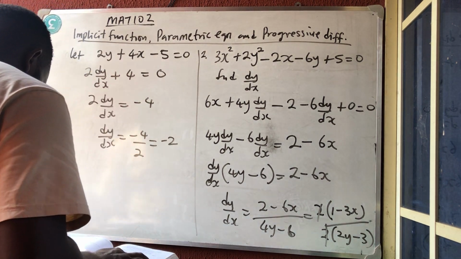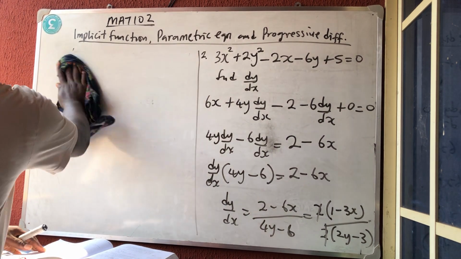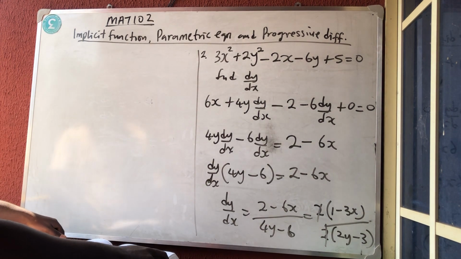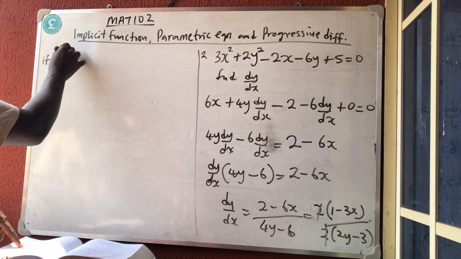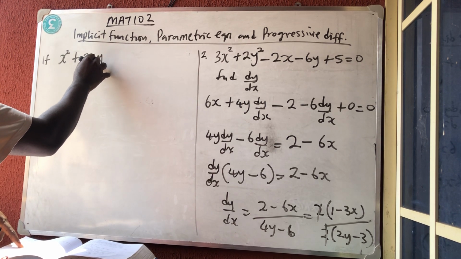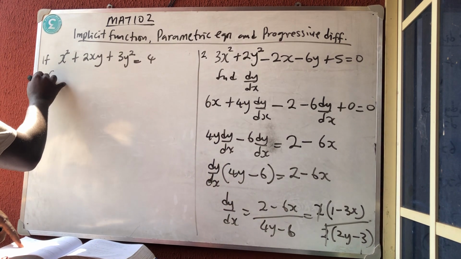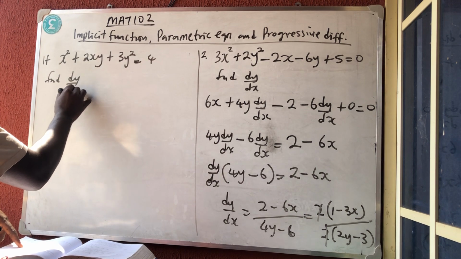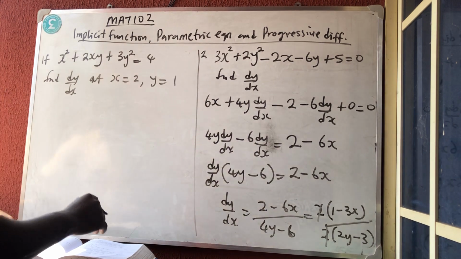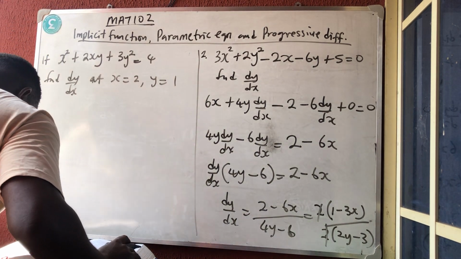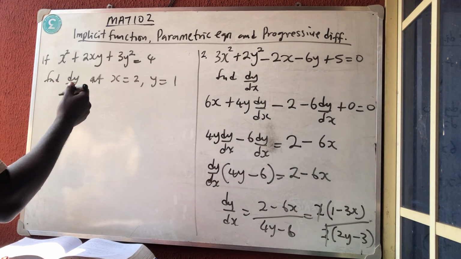Okay. So the next one, number 3, said: if x squared plus 2xy plus 3y squared is equal to 4, then find dy/dx at x equal to 2 and y equal to 1. At x equal to 2 and y equal to 1. Okay, as simple as that. Let's look into that.